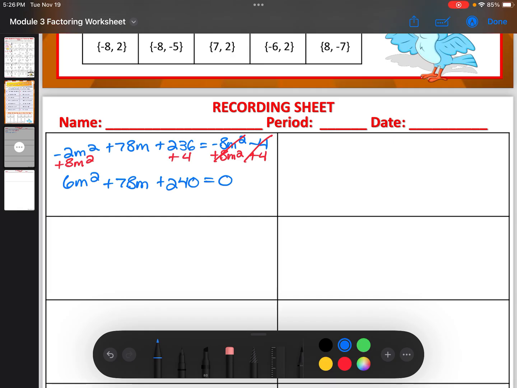Looking at these numbers, it looks like they could either have a 3 in common or a 6 in common. So what I'm going to do is, in my calculator, I'm trying this now. I'm seeing does 78 divide by 6? And it does. So what I'm going to do is factor out the GCF next.